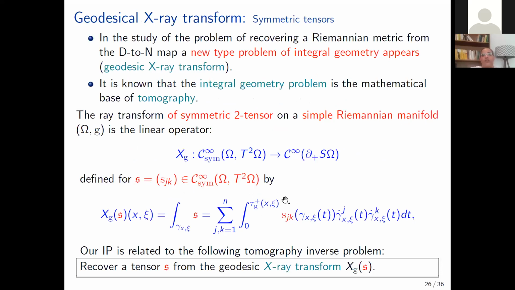Now I will move on to the geodesic X-ray transform. In the study of the problem of recovering a Riemannian metric from the Dirichlet-to-Neumann maps, a new type of problem of integral geometry appears, the geodesic X-ray transform. The ray transform of a symmetric tensor can be defined as follows. The X-ray transform of the symmetric tensor S is the integral of the tensor S along the geodesic starting from x in the direction xi. And our inverse problem is related to the following tomography inverse problem. We need to recover the symmetric tensor S from its geodesic X-ray transform X_g of S.